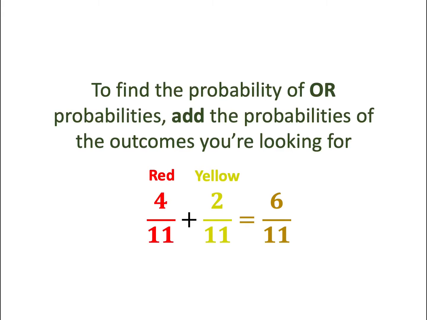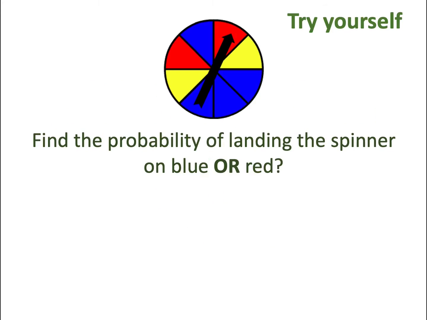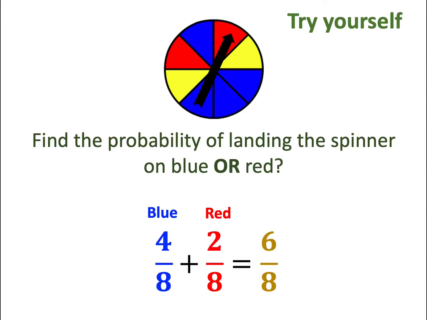A way to visualize this: if you were to win money if you selected a red or yellow part, the number of ways you could win would be 6. This is why it would be 6 out of 11. Pause and have a go at this question. Here are the answers.